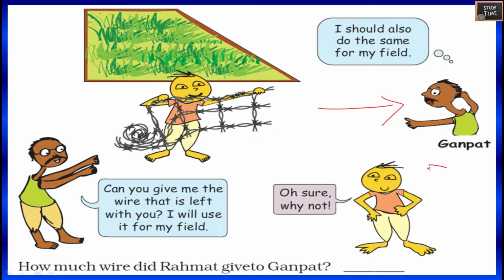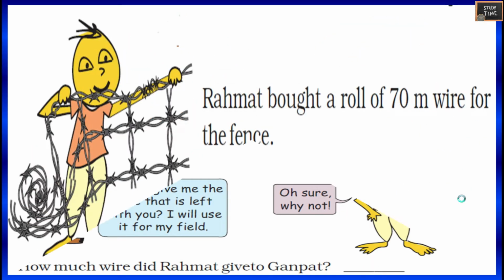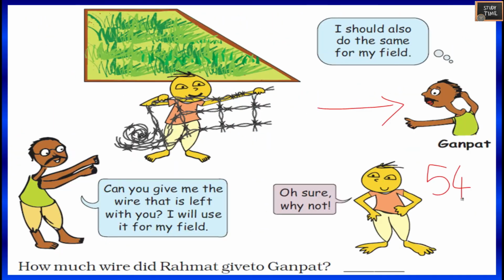So how much wire did Rahmat give to Ganpat? We all know that Rahmat's field boundary is 54 meter. He bought wire of length 70 meter. So what you have to do is subtract 70 minus 54. The answer is 16 meter. Always you have to write the measurement unit there. Whether it is centimeter or meter, you have to specify. So it is 16 meter.